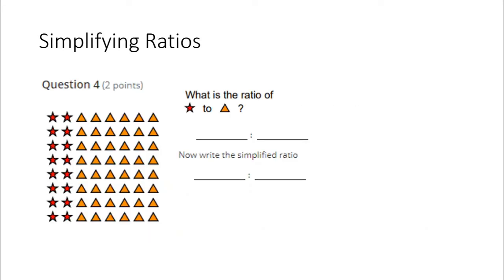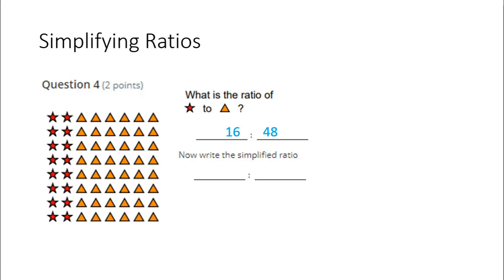Okay, question 4. What is the ratio of stars to triangles? So that's just asking you to count all of the stars and all of the triangles. I'm counting them here. I've got 2 stars and 1, 2, 3, 4, 5, 6 triangles. Times that by the number of rows. There's 1, 2, 3, 4, 5, 6, 7, 8 rows. So 2 times 8 is 16 and 6 times 8 is 48. That's my ratio of stars to triangles.